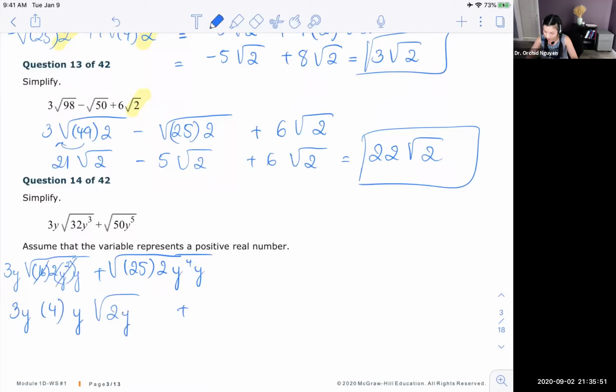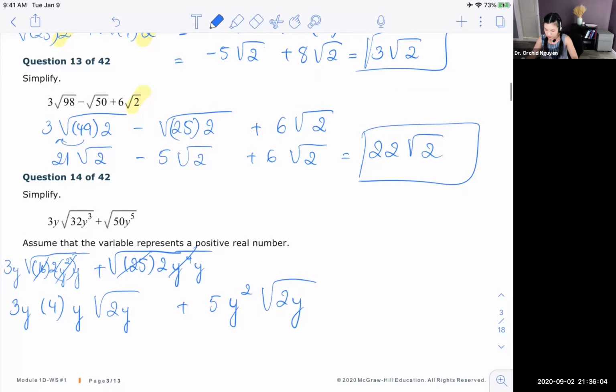Over here, I have 5, which is that one. And I have y squared, which is this one. So I have 2y for the radical. Now you can see that we have 12y squared square root of 2y, plus 5y squared square root of 2y. These two are like radicals, so we're good. So we just simply add.